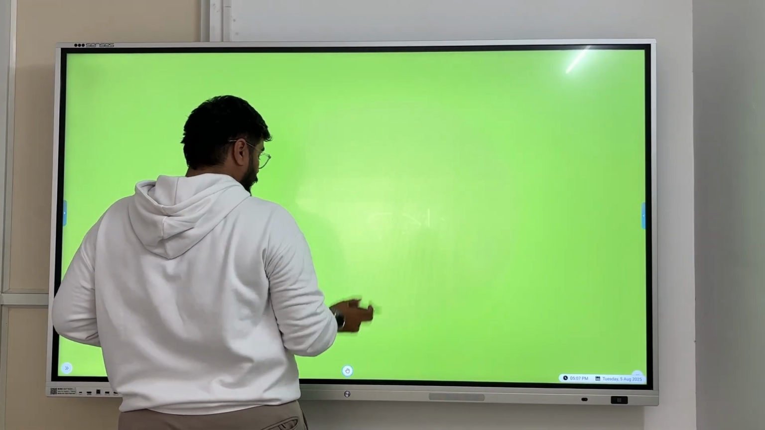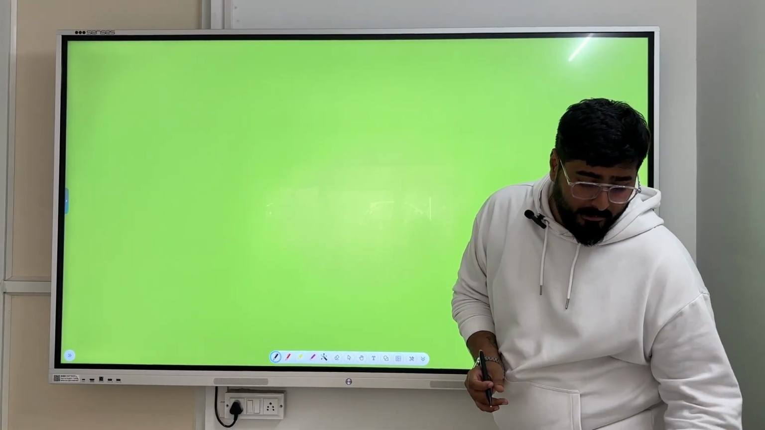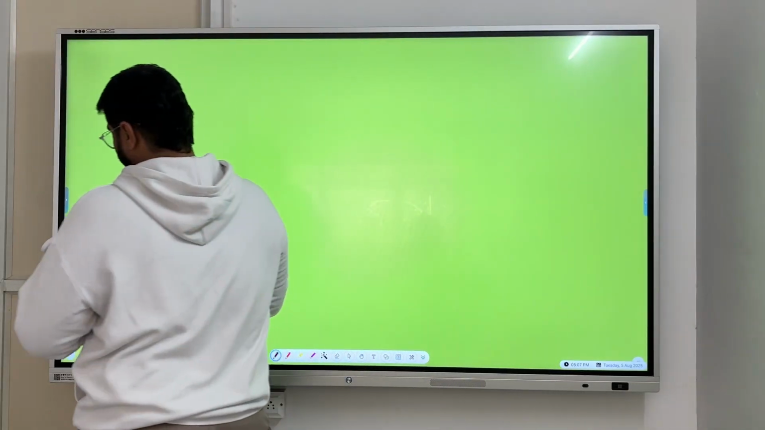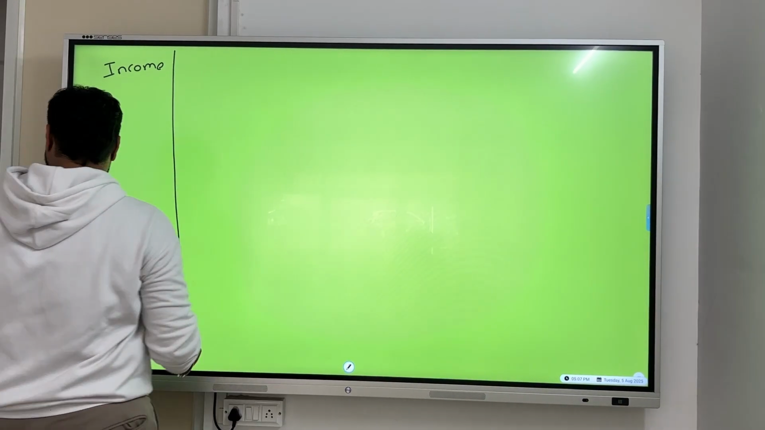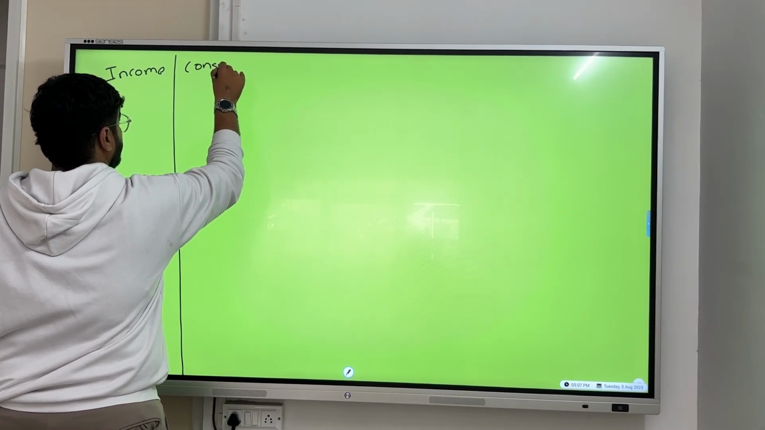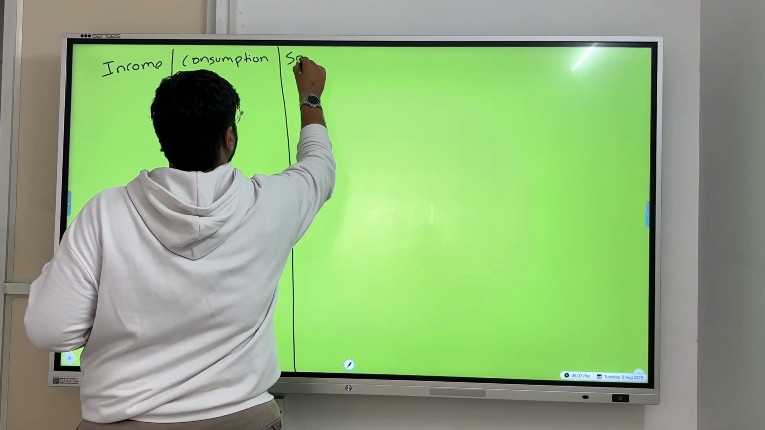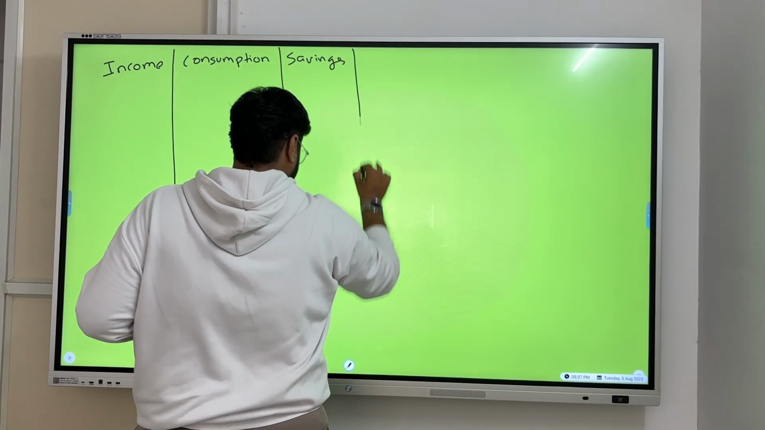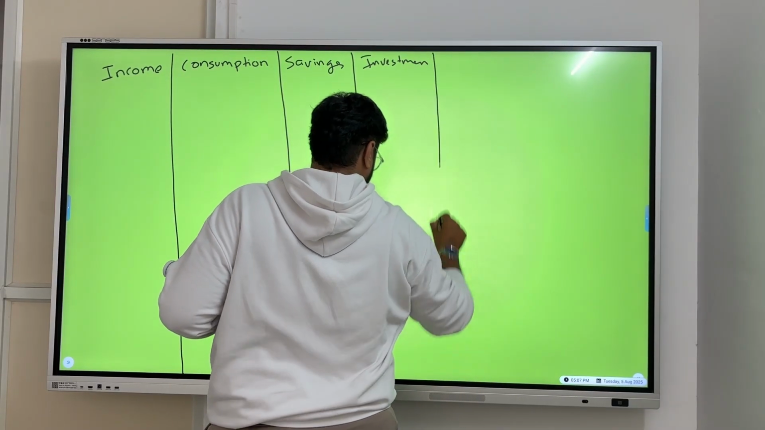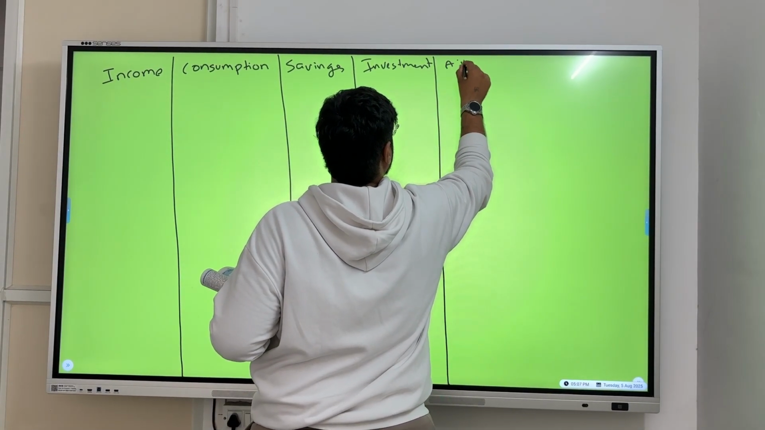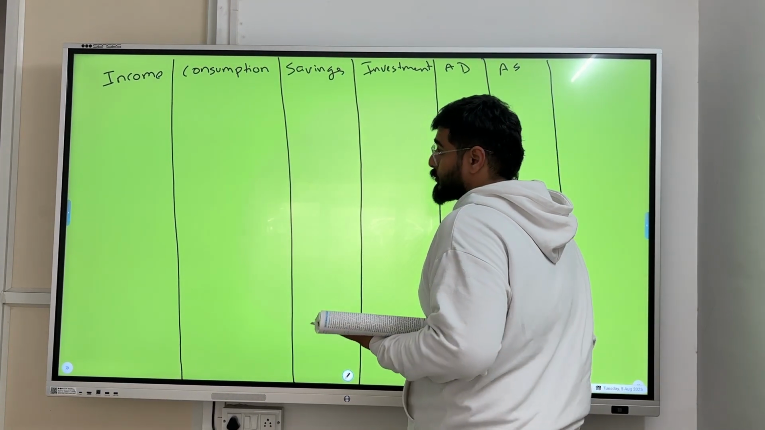Same thing we can also do with the help of a schedule. Just suppose they have given me income, then they have given me consumption, then I will get savings out of it, then comes my investment which I have done in the economy, and from this can I get my aggregate demand? Yes. Can I get my aggregate supply? Yes. And what is the conclusion out of it?